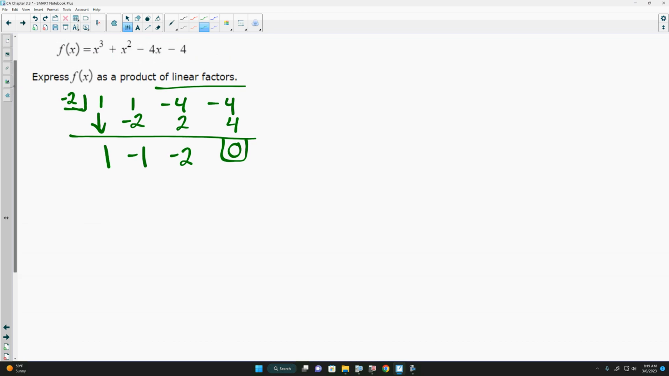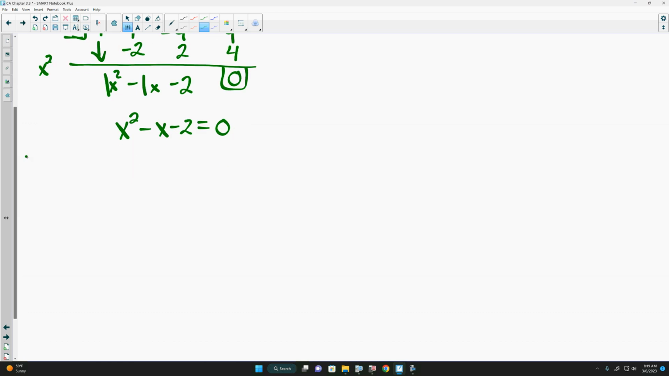Now the reason this is nice is we've taken it from a cubic, we decreased the degree by 1, now we have a quadratic. Now we don't have any other factors at this point, so what we do know is that we have x squared minus x minus 2 is equal to 0. Is this factorable? Yeah.